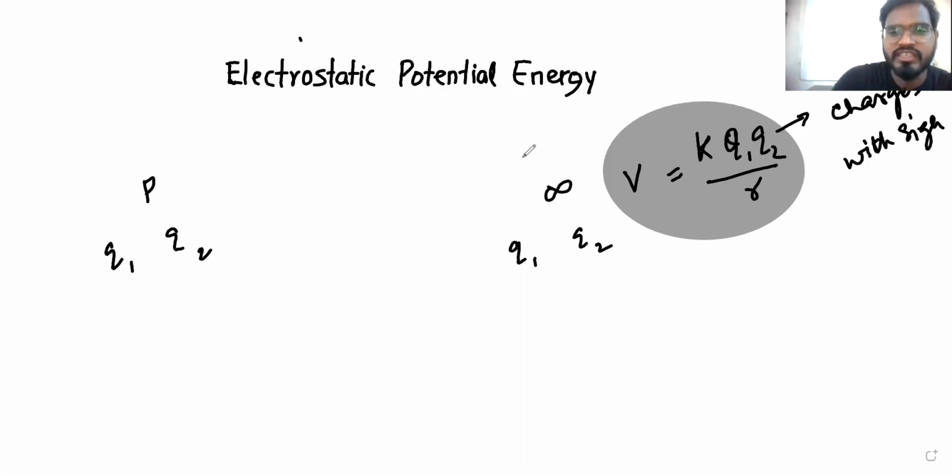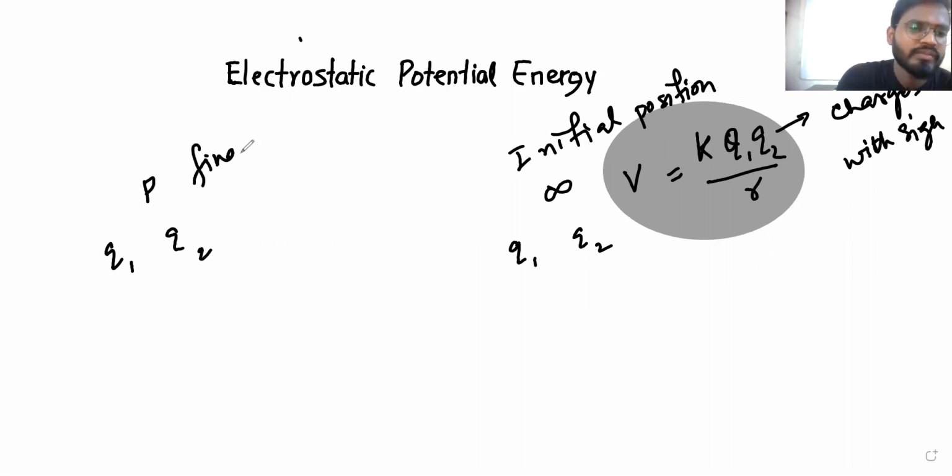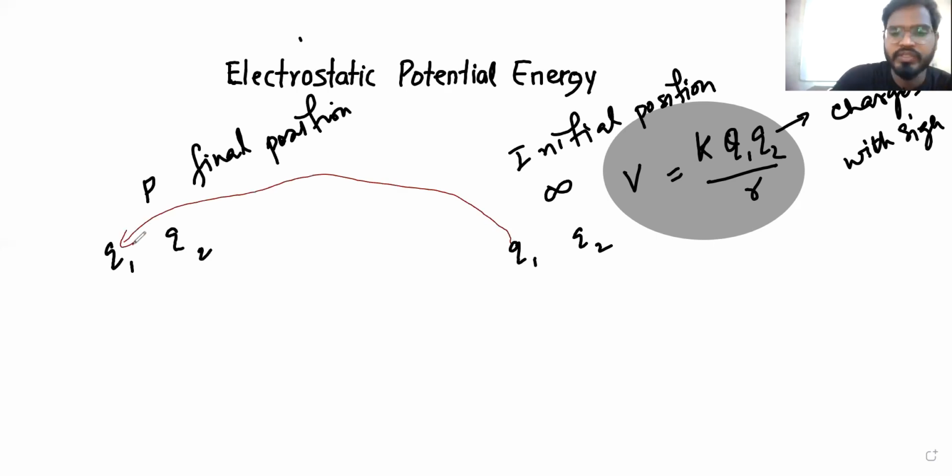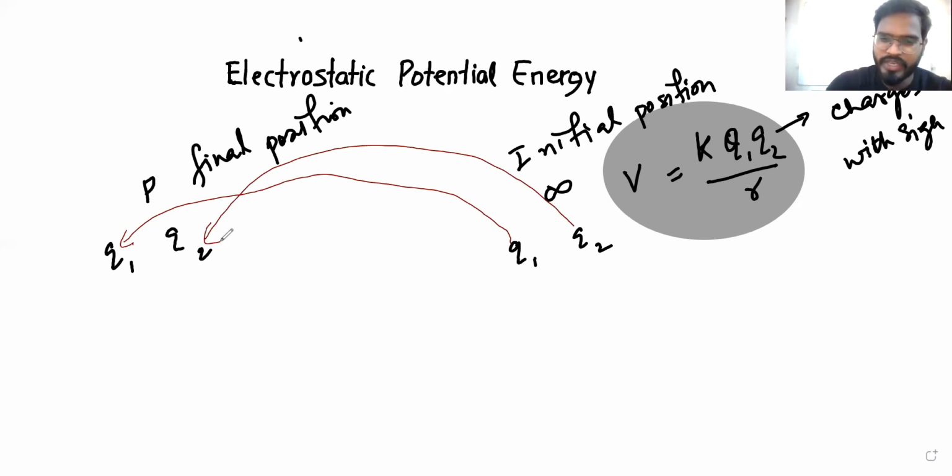So we can say this is the initial position and this is the final position. Ultimately we are bringing the Q1 charge all the way from infinity to here, then the Q2 charge all the way from infinity to here. So there is an initial position and a final position.